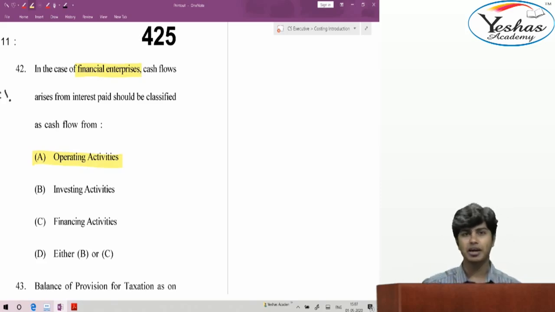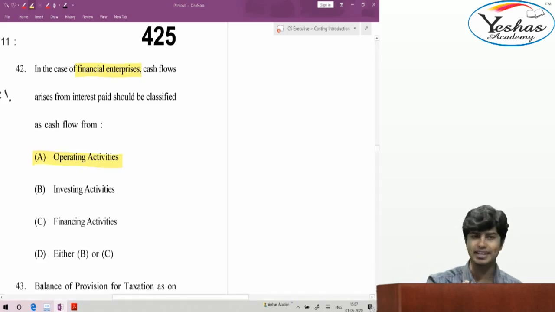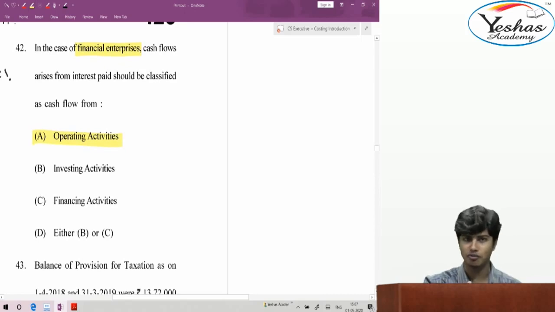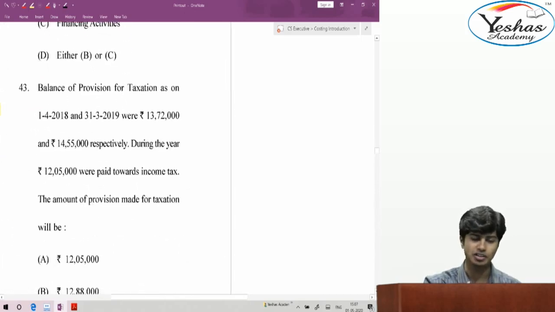Because it is a financial enterprise, whether interest is paid or interest is received, in either case it will definitely be operating activity. This is with respect to question number 42. Come on, let us now go to question number 43.